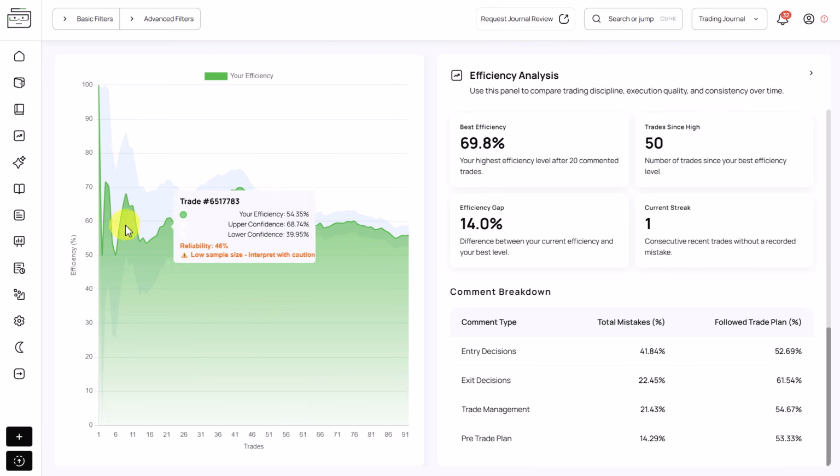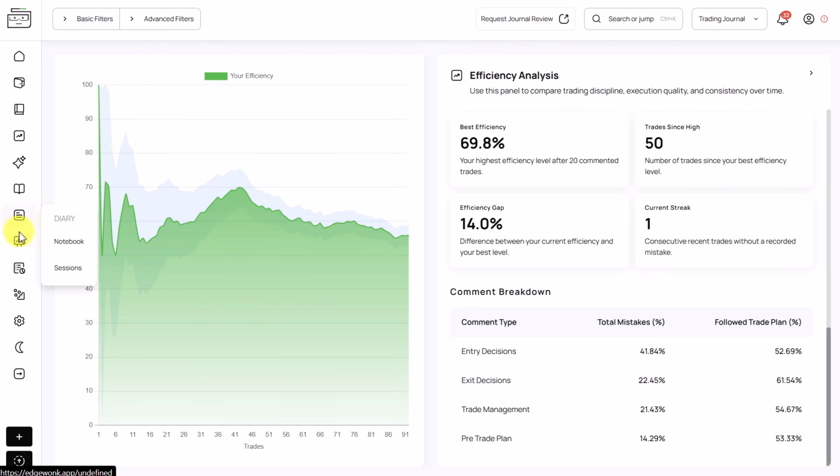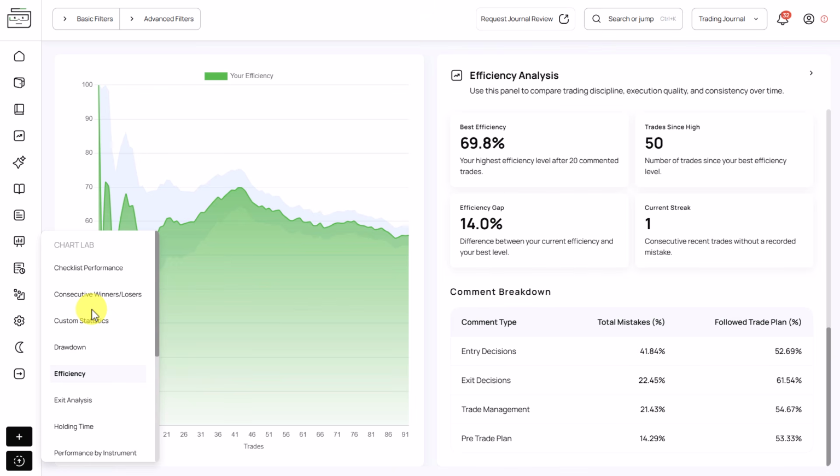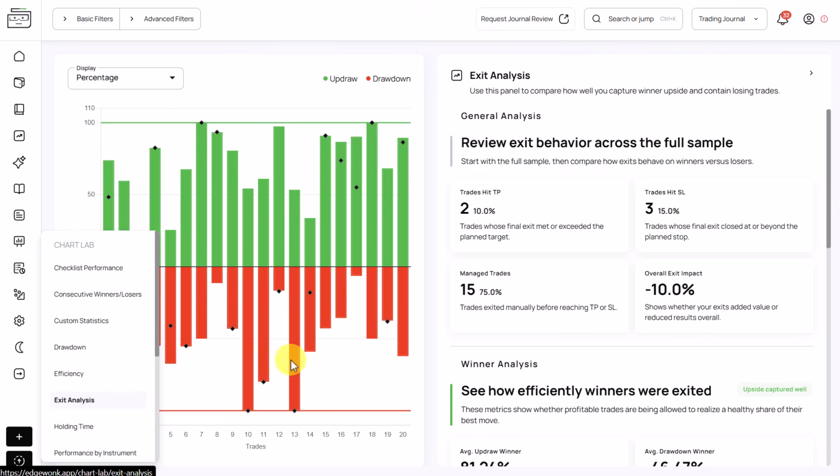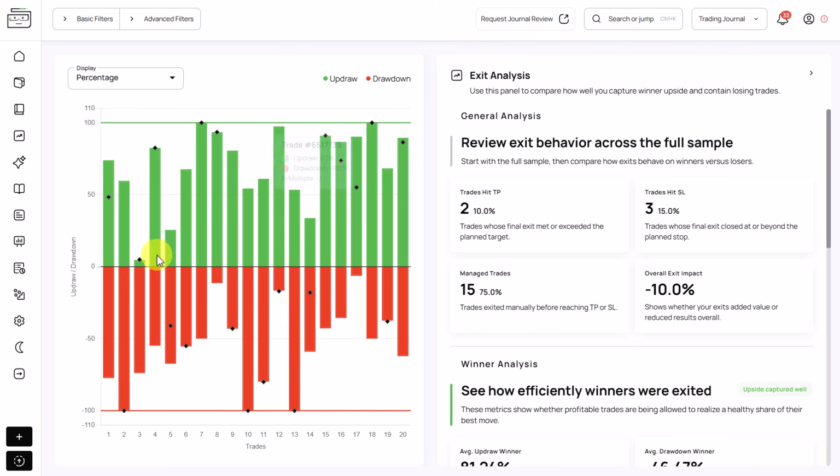But it doesn't stop at efficiency. Another really, really important graph that we have just added is your exit analysis. This is a graph that is super helpful when it comes to trying to improve your edge. But until now, you needed a very good understanding of what the graph, and only the bars and the dots, show you. Now we made it much easier for you to understand what is going on here.